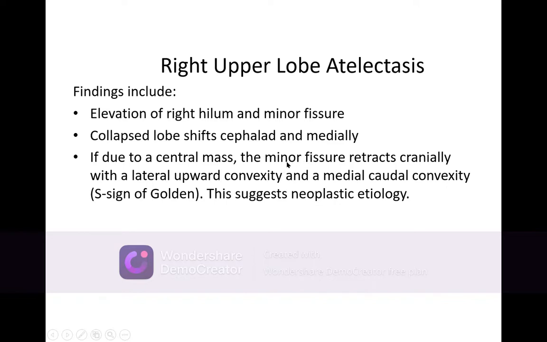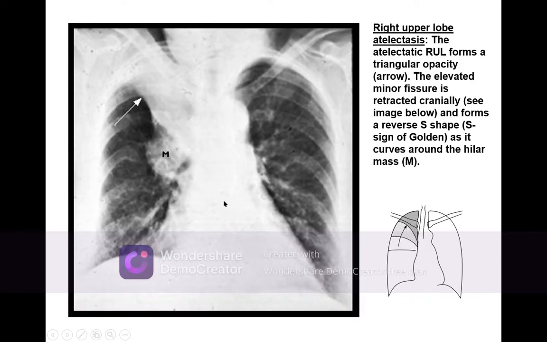So it is the obstructive nature of the atelectasis or the displaced nature of the collapse. There are two possibilities: whether the bronchus is obstructed or some mass is displacing it. The right upper lobe atelectasis forms a triangular opacity. The elevated minor fissure is retracted cranially.